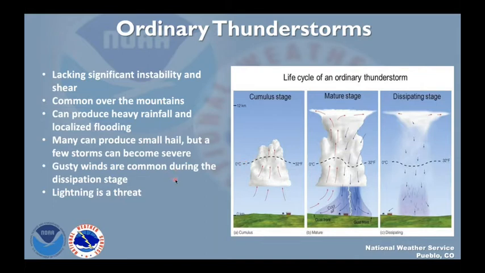These things can produce heavy rain, localized flooding depending on where it's at. If an ordinary thunderstorm happens to be slightly stronger and goes over a burn scar, we might see some flash flooding from that. They can produce small hail, but few of these things become severe. It's more of a lightning threat and a gusty wind threat.